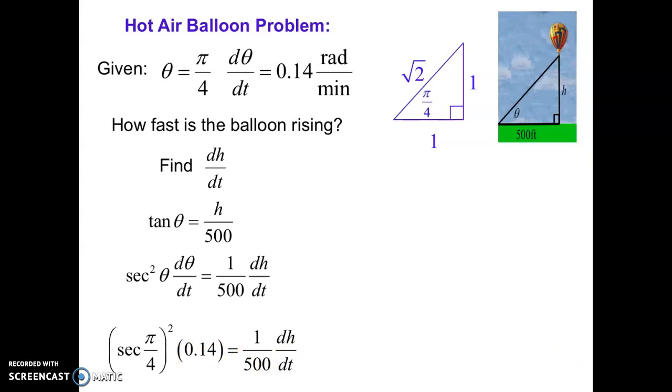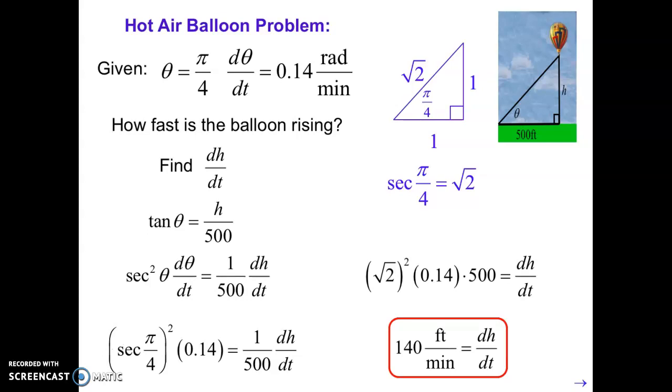When I do, I get that secant of pi/4 is equal to radical 2, which is the reciprocal of the cosine function. Then I'm going to square that and put this into the equation and get 140 feet per minute as my units when I put my units in with dimensional analysis. So I multiply radical 2 squared times 0.14 times 500 to get 140 feet per minute. This is how fast the balloon is rising at this particular instant in time.